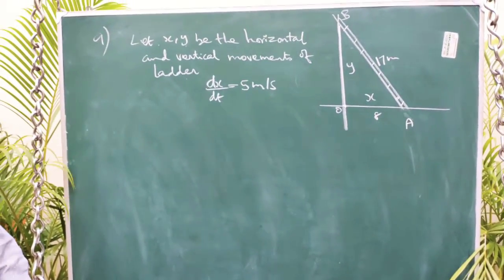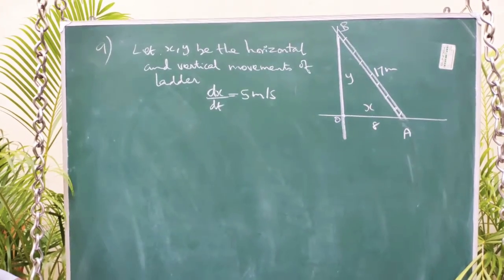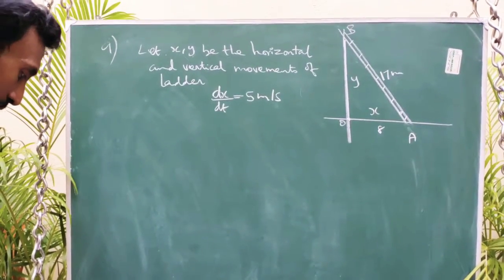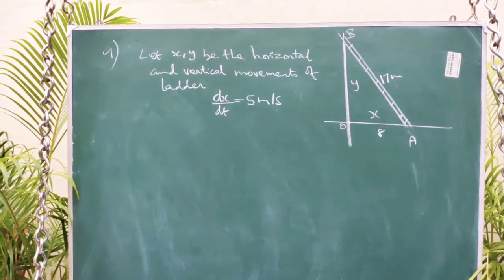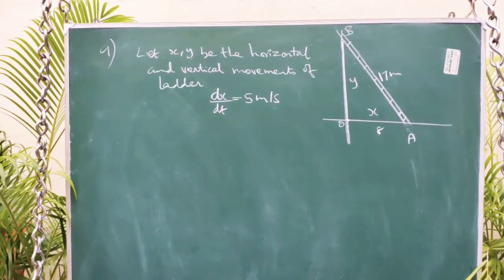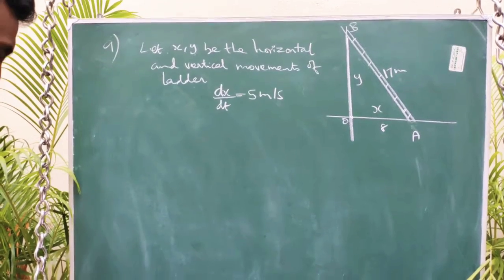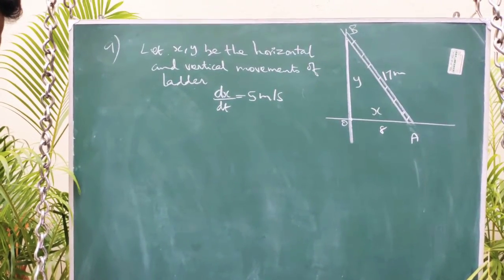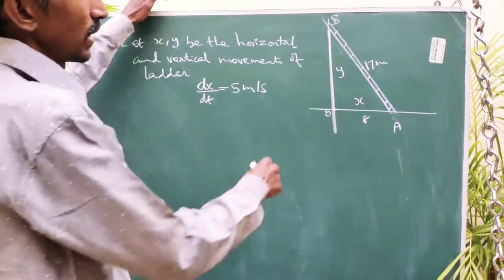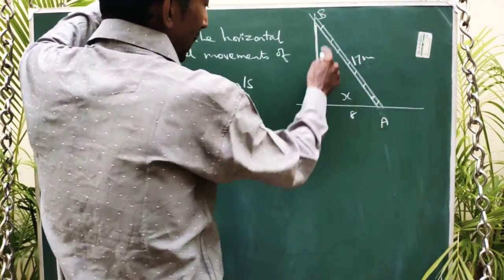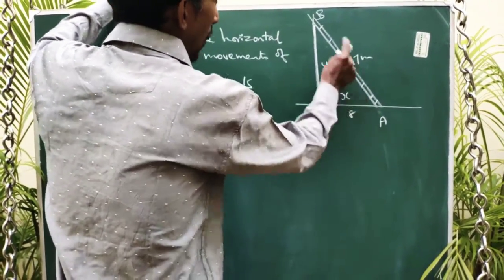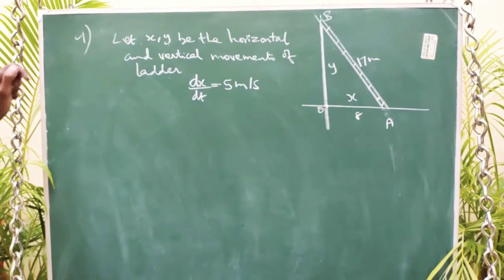There are two subdivisions. The first subdivision: how fast is the top of the ladder moving down the wall? They are asking dy by dt. Second subdivision: at what rate is the area of the triangle formed by the ladder, wall and the floor changing? So they are asking the rate of change of the area of the triangle OAB. That is the second subdivision.